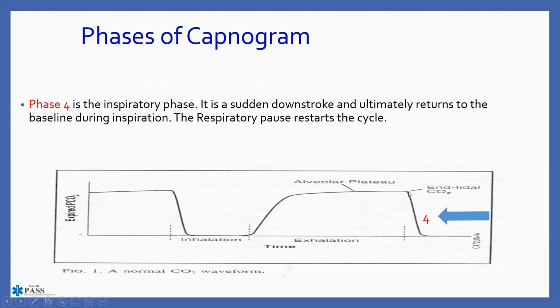Now I'm taking a breath in. And when you take the breath in, remember, we're not measuring oxygen, we're measuring CO2. So as I am inhaling oxygen, this waveform is going to drop off dramatically, back down to the baseline so that we can start the phase once more. So phase 4 is the inspiratory phase. It's a sudden downstroke and ultimately returns to the baseline during inspiration, where the respiratory pause restarts the cycle, or the respiratory baseline restarts that cycle once again.